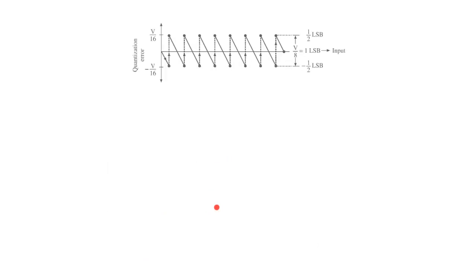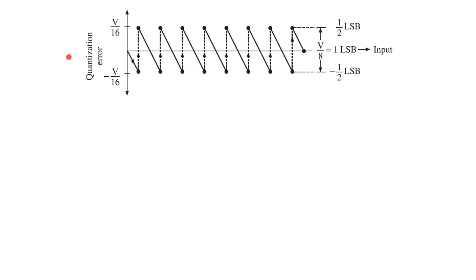Now if you see your quantization error, it will also become symmetrical about your x-axis, right. This is your x-axis. Now it will become symmetrical. In the lower side it is up to minus V by 16, and in the upper half it will become plus V by 16. So, here the upper is half LSB and the lower is minus half LSB. Obviously the total span will be 1 LSB, right. The total magnitude of the error will be 1 LSB.